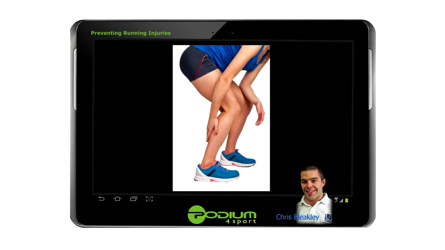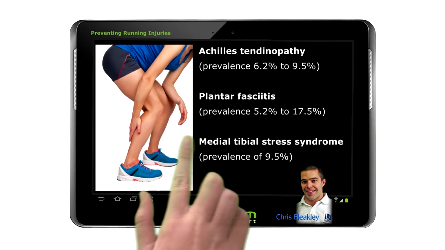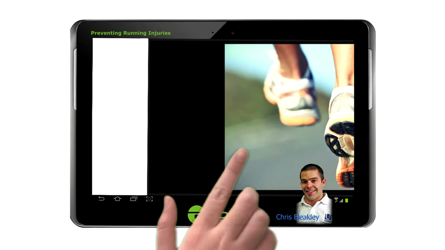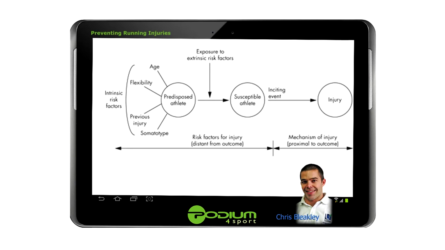As you may expect, the majority of running injuries seem to occur around the lower limb, particularly below the knee. The Achilles tendon, plantar fascia, and the shin region had the highest prevalence of injury. Now that we've established the most important types of injury, the next step in prevention is to determine important risk factors associated with each type of running injury. You may be predisposed or susceptible, depending on the number of risk factors you may have, and also whether these are intrinsic or extrinsic to your body.